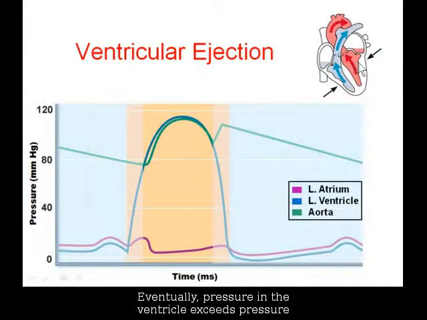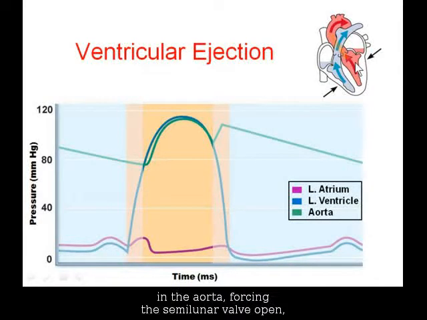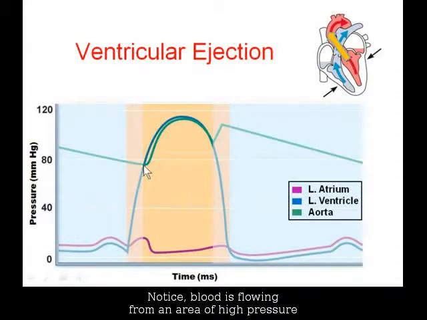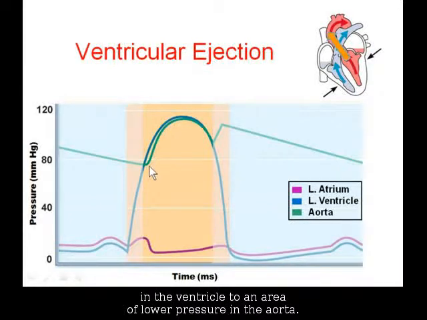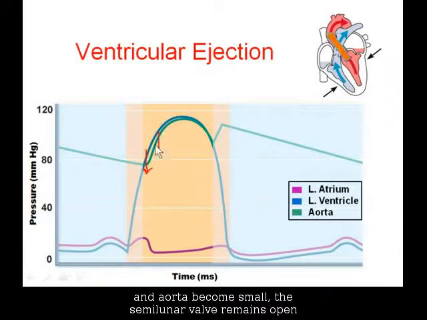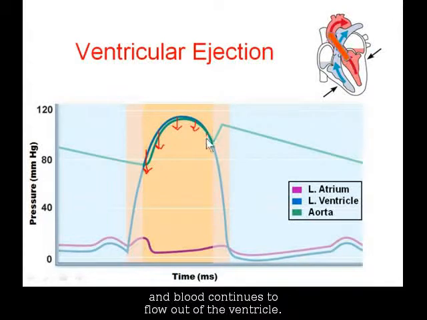Eventually, pressure in the ventricle exceeds pressure in the aorta, forcing the semilunar valve open, allowing blood to be ejected from the ventricle into the aorta. This is called ventricular ejection. Notice blood is flowing from an area of high pressure in the ventricle to an area of lower pressure in the aorta. Although the pressure difference between the ventricle and aorta becomes small, the semilunar valve remains open and blood continues to flow out of the ventricle.